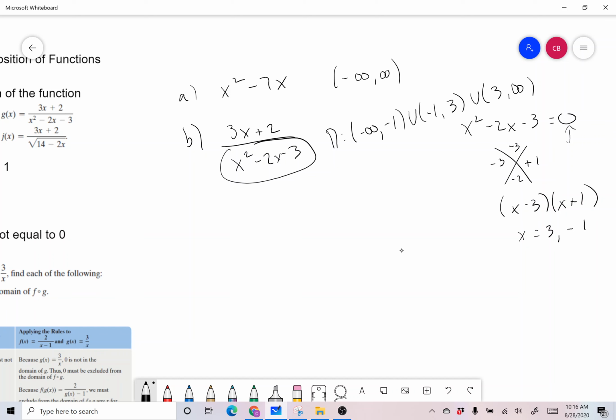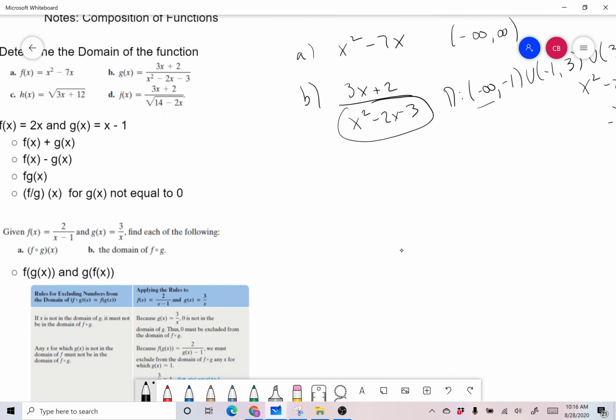And so notice that what this says is go from negative infinity to negative 1. So here's negative infinity, positive infinity, here's negative 1, and here's 3 somewhere in there. So you're going to go from here all the way up to here. You're going to skip this number, go from there to there, skip that number, and then go from there to infinity. And so you can see that it leaves out all the points that make the bottom 0, and therefore that is how the domain is affected.